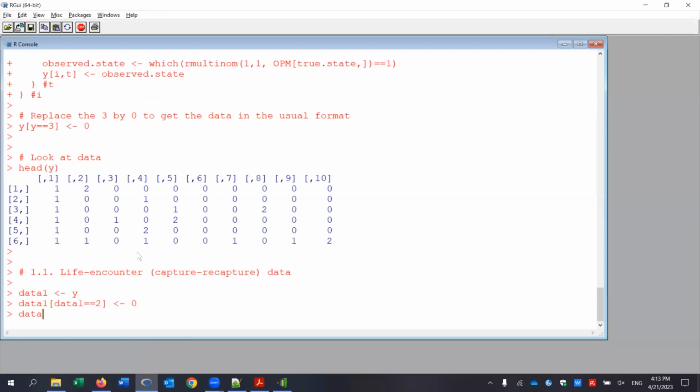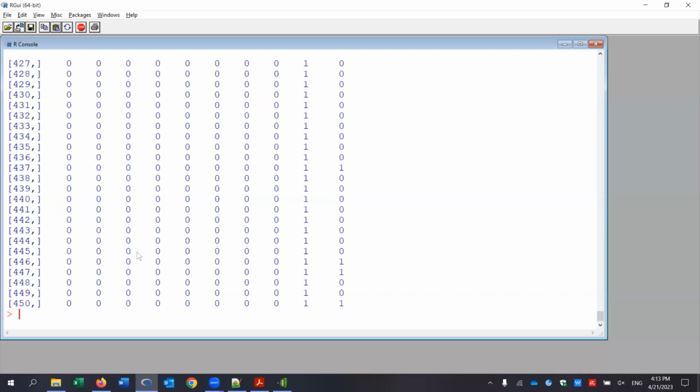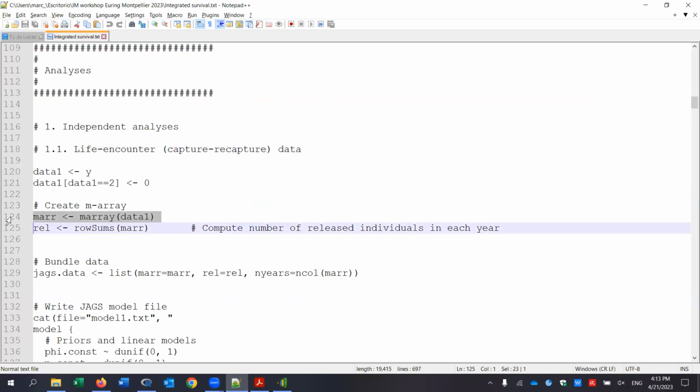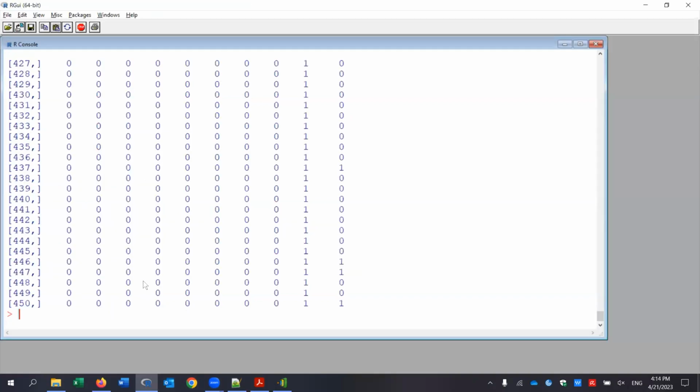So data 1, we see in total we have 450 individuals. So these are now the capture-recapture data of all these individuals. Next, we have to create the M-array. That's a function from the IPM book package. We do that.